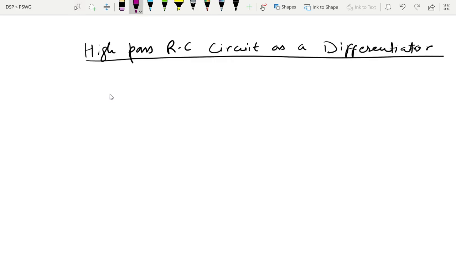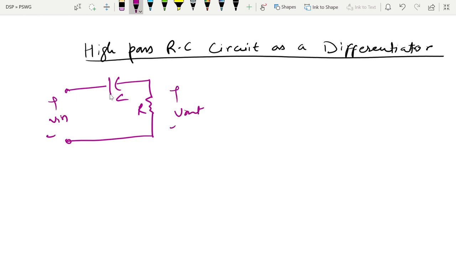Hello student, in this lecture we are discussing how a high pass RC circuit acts as a differentiator. First of all, the circuit diagram of the high pass RC circuit will be like this. See R, there is an input voltage and there is an output voltage. In this, by applying KVL, what will the output be? Output equals I into R. What will I be? I will flow through this resistance and through this capacitor.